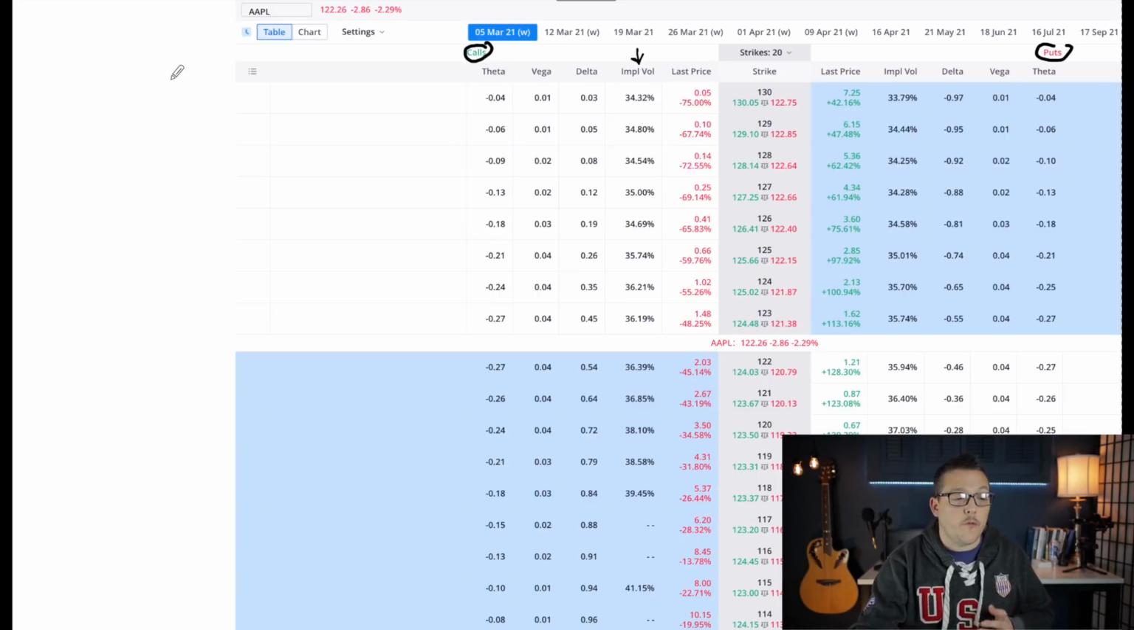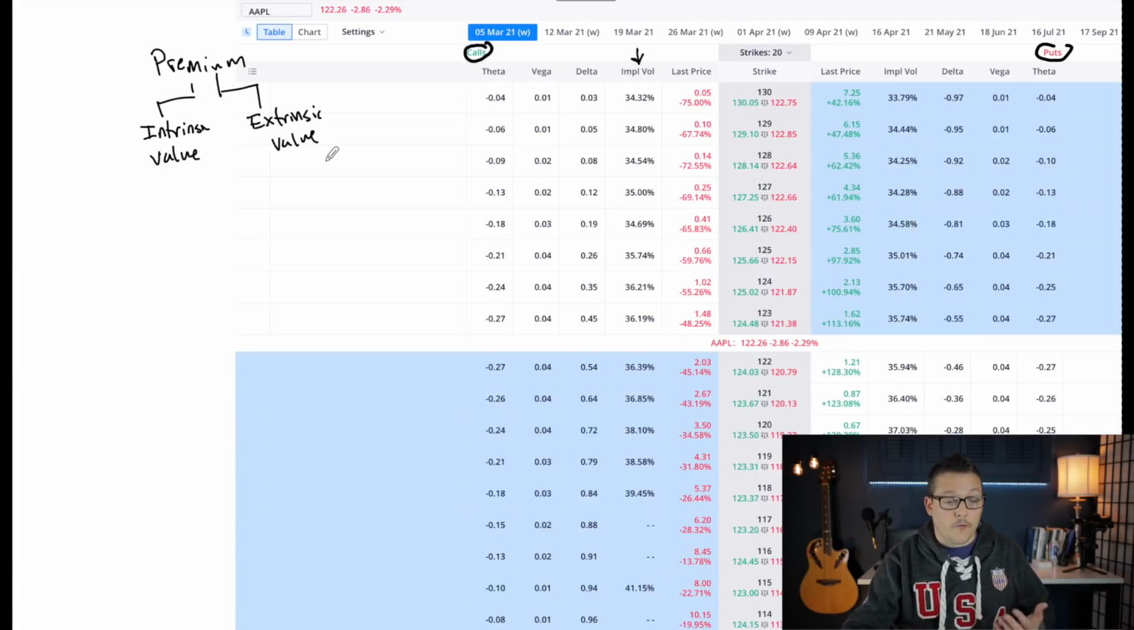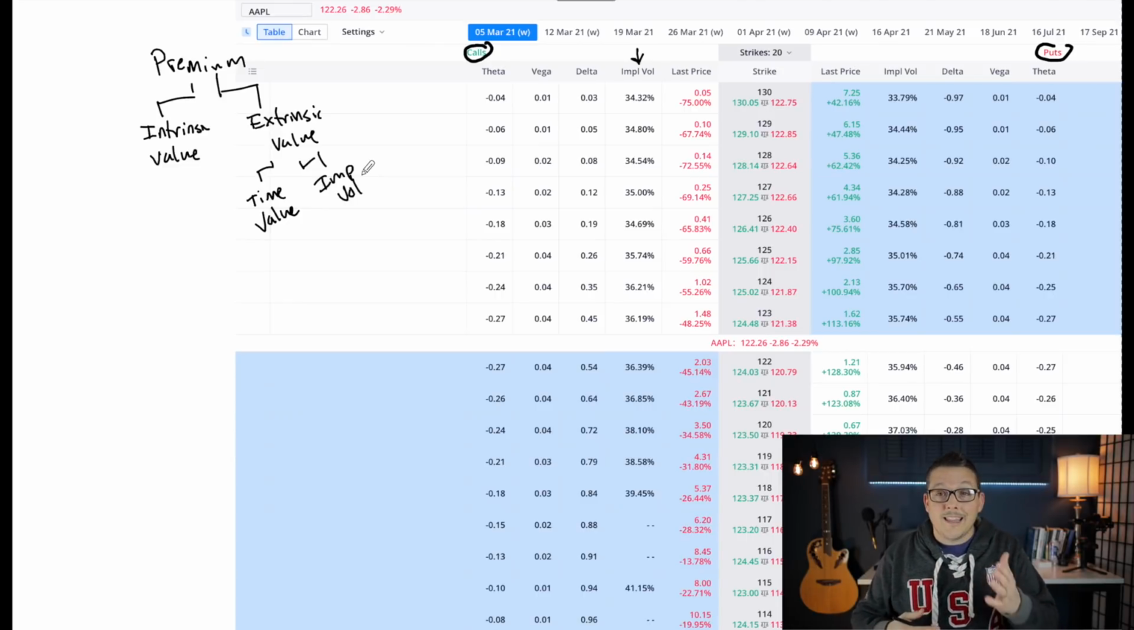Well, we know that if we have a premium, that premium is broken down into 2 legs, essentially. It's going to be the intrinsic value, and it's going to be the extrinsic value. Now, just to review, the intrinsic value is for in-the-money options. It's how much profit you can get if you exercise that option right now. But the extrinsic value is really time decay, or time value, and implied volatility, the 2 of those working together. So the implied volatility affects the extrinsic value of the option.